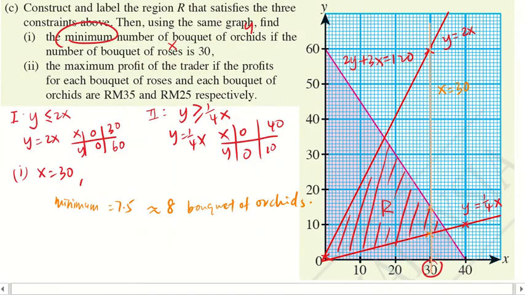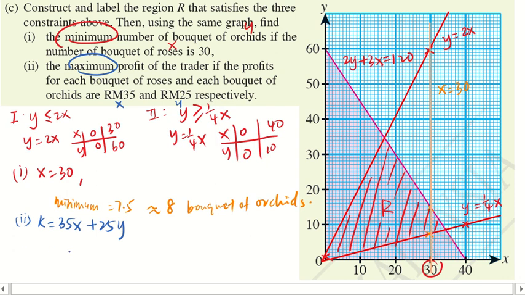The second one: the maximum profit of the trader if the profits for each bouquet of roses and orchids are 35 and 25. Roses 35, orchid 25. So you need to form the objective function k equal to 35x plus 25y. Method 1: draw a line and find the maximum or minimum point.